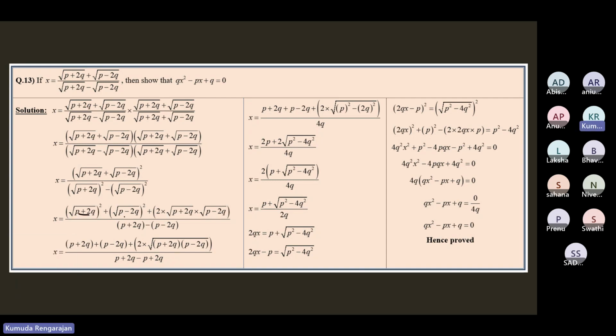A square plus b square plus 2ab. So that's how we expand the numerator. And the denominator, again, what is this? Be very careful, children. This one, something the whole square. See, what is root 5 the whole square? 5.